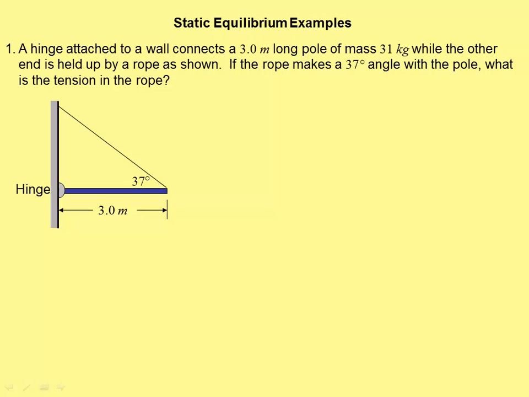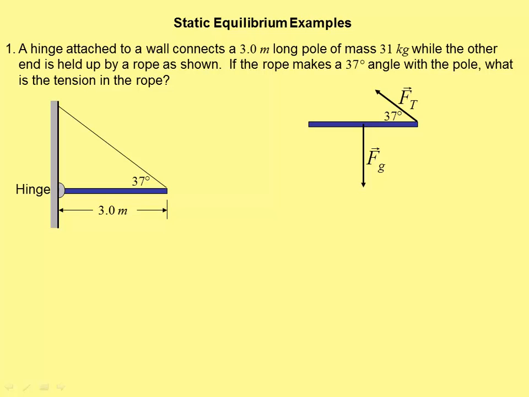Well, as with all force-torque problems, we're going to start out by drawing an extended force diagram of the pole. So what forces act on the pole? Well, of course, gravity. Where would it act from? The center of gravity, which would be right in the center of the pole. The string would act on the end of the pole, and it would, of course, be at 37 degrees. And then the hinge would act on the pole.